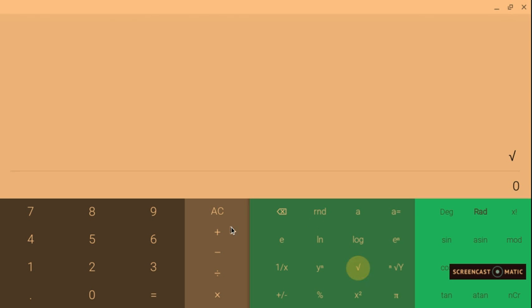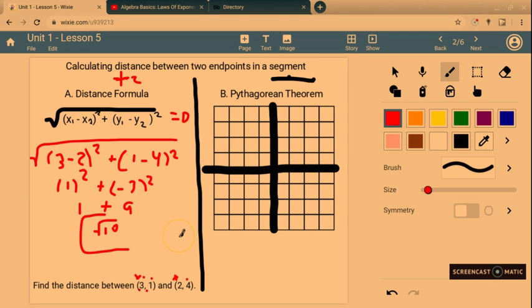Okay, square root of 10 equals. Something must have gone wrong, sorry. Okay, just forget it. You know how to round. So that's just how we're going to do it for this.